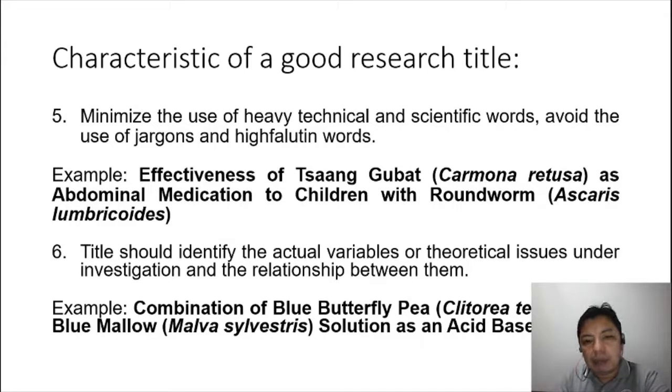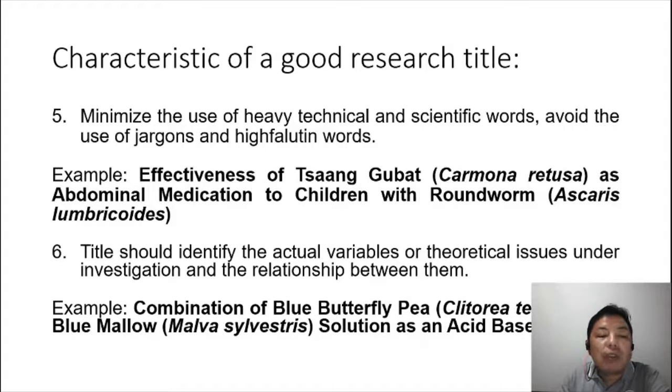Hindi pa kasi natin napag-uusapan kung ano yung variables. So, basically, variables are the characteristics that you measure within your research. The variable should be clearly presented within the title. And also, you should present the relationship of your variables also within the title.